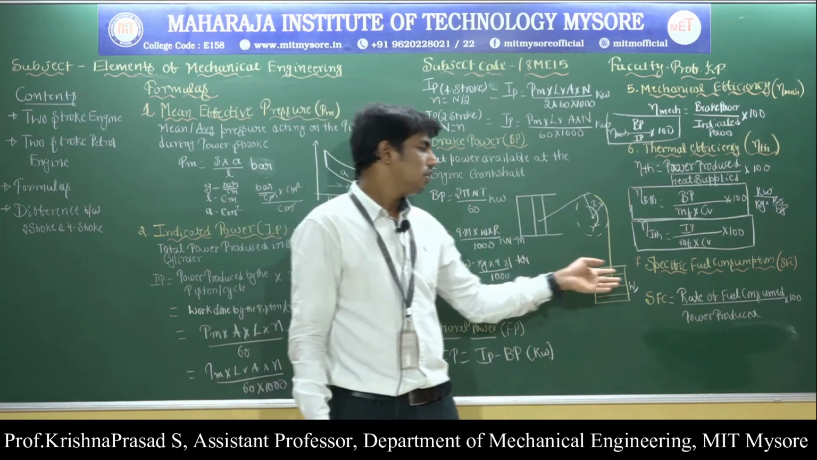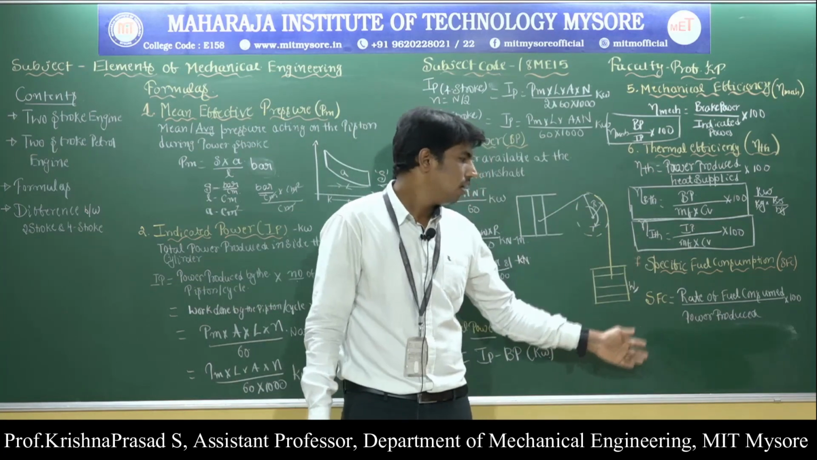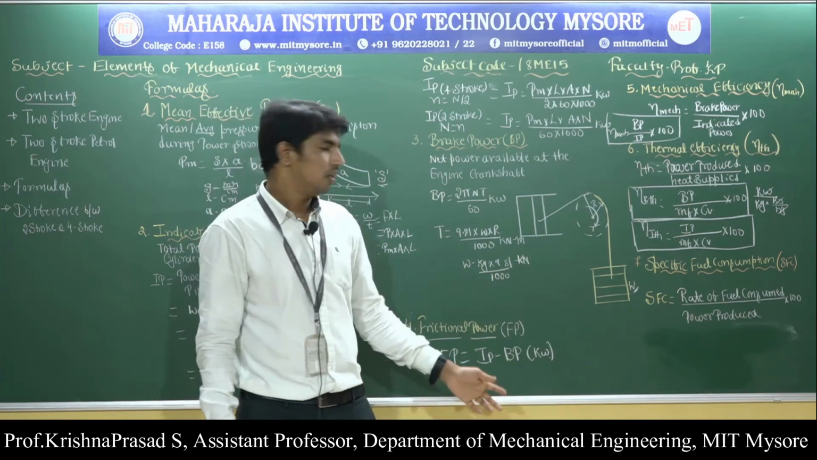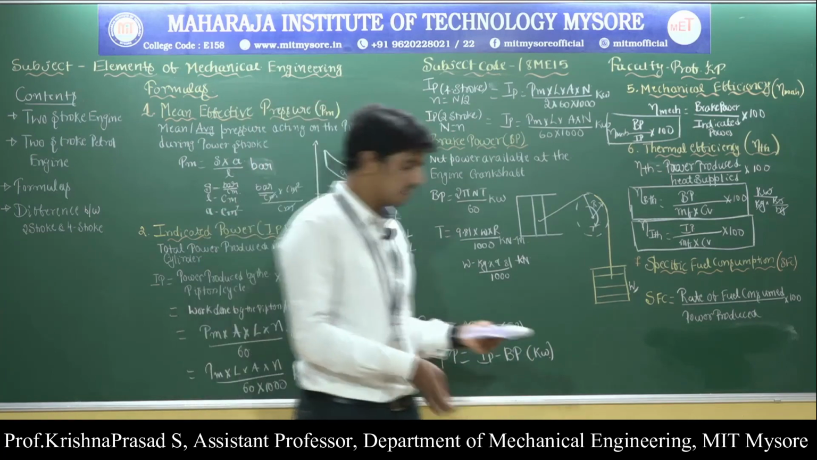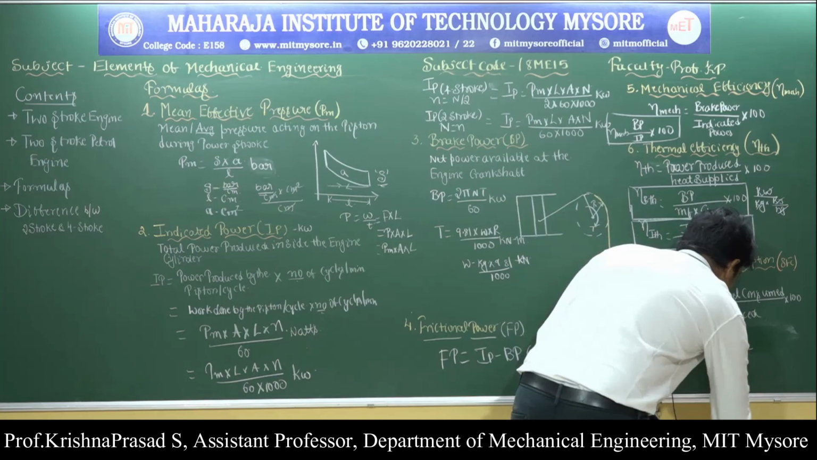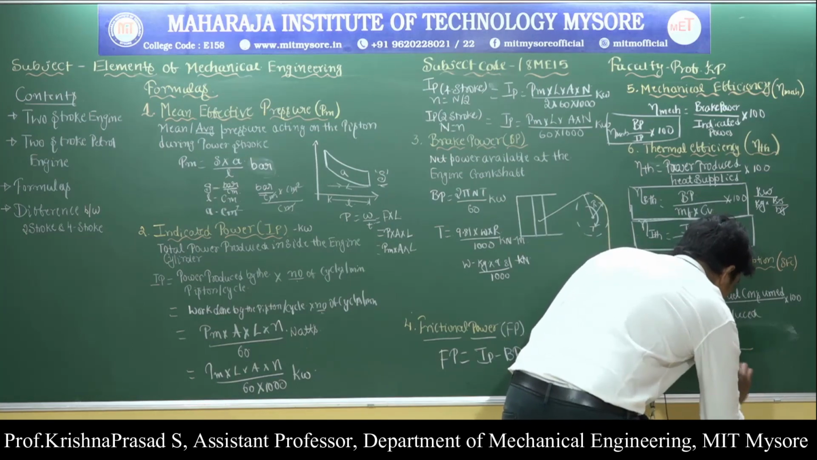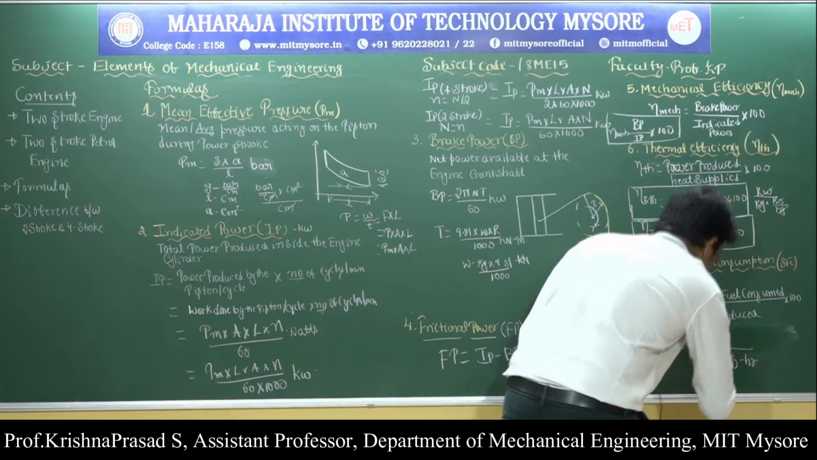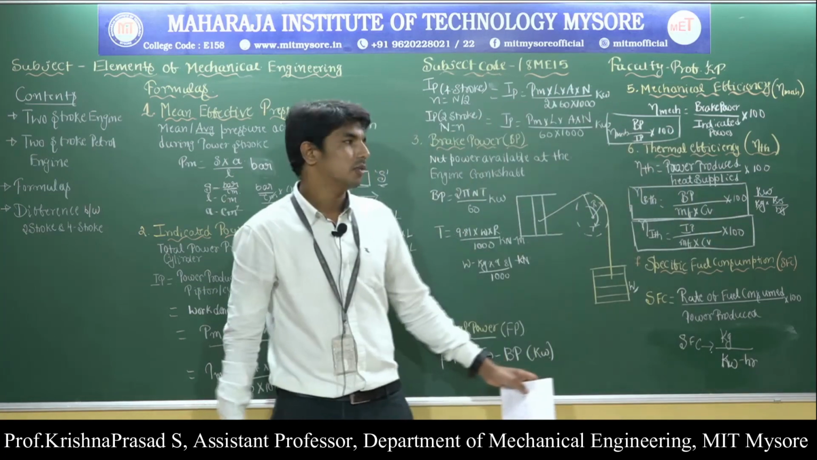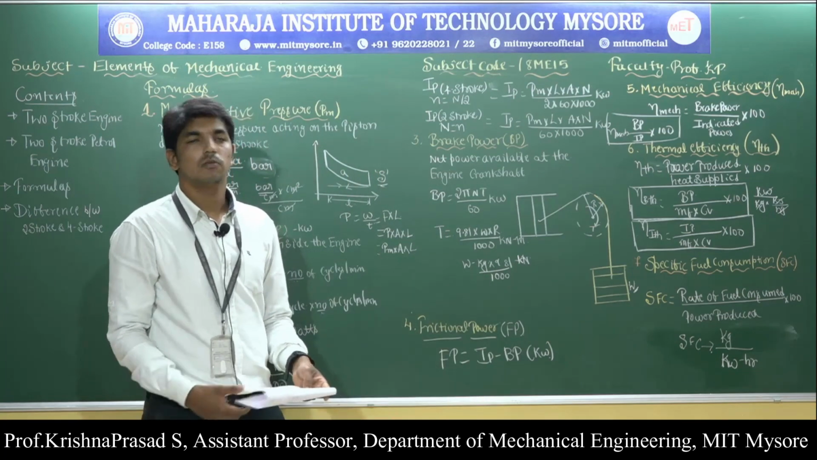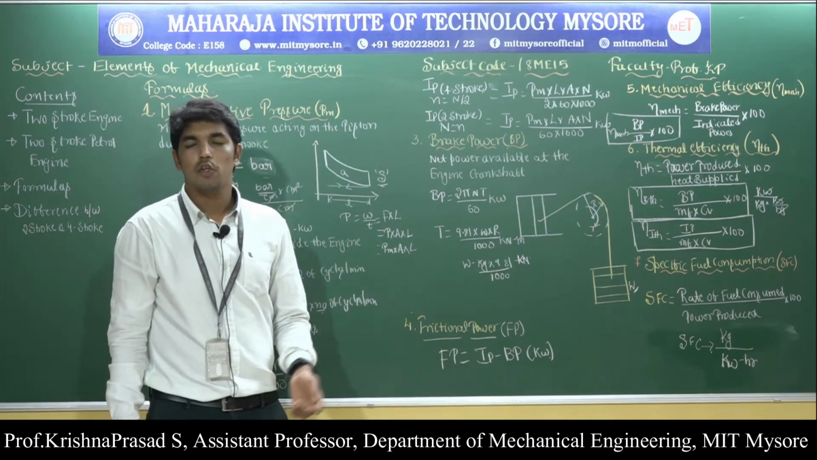Last one, specific fuel consumption is nothing but the rate of fuel consumed divided by power produced. This is usually represented in kg per kilowatt hour. This is the unit for specific fuel consumption. So, this is regarding the internal combustion engine. Then we are moving on to the numericals.